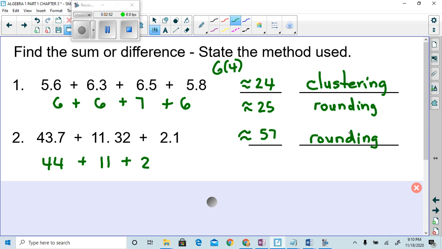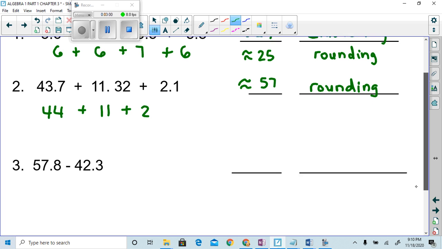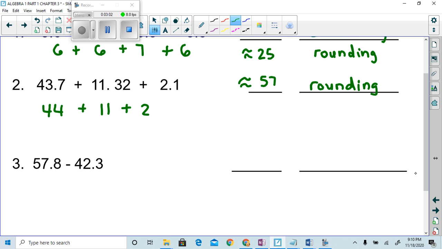I could do a front end with an adjust. I'll save that for another example though. The last one is finding a difference, not a sum. And I'm still going to use one of my two methods, not a clustering, but certainly either a rounding or a front end. Well, we'll use rounding. Once again, we can round to the nearest whole number. And this will give us 58 minus 42. Much easier than to do the calculation here. And we'll see that we get approximately 16 when we round.